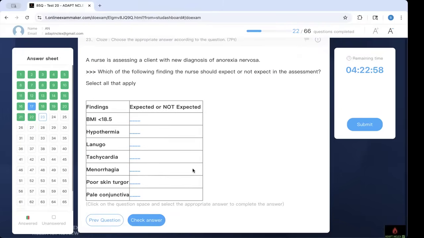And this is assessing a client with a new diagnosis of anorexia. Which of the following findings should the nurse expect and not expect in a client who has anorexia? BMI of less than 18.5, hypothermia, lanugo, tachycardia, menorrhagia, poor skin turgor, pale conjunctiva.